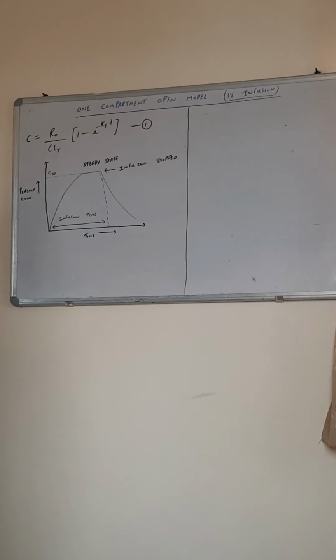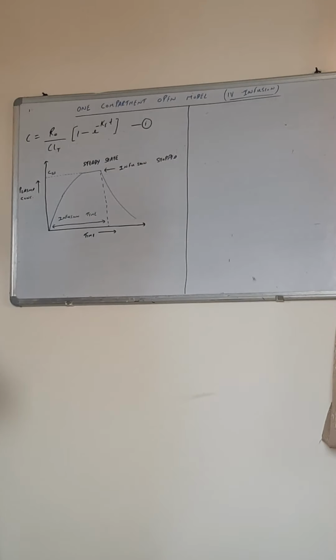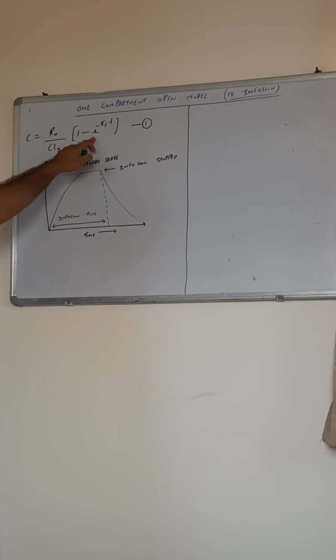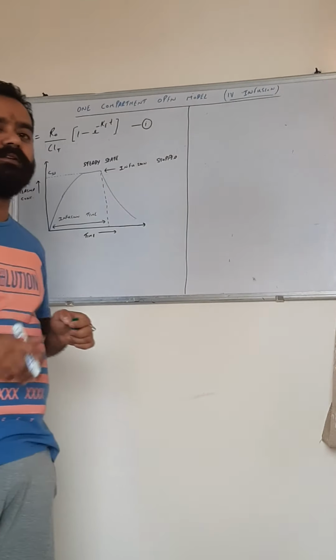Welcome back, students. This is the one compartment open model part 2 of the IV infusion case. In the previous class we had done up to this expression, which states that C, the concentration, is equal to R naught upon clearance times (1 minus e to the power minus KET). This was the general expression for the one compartment open model IV infusion.